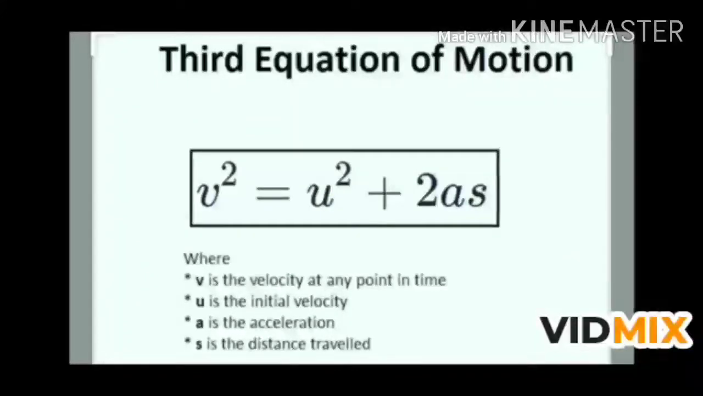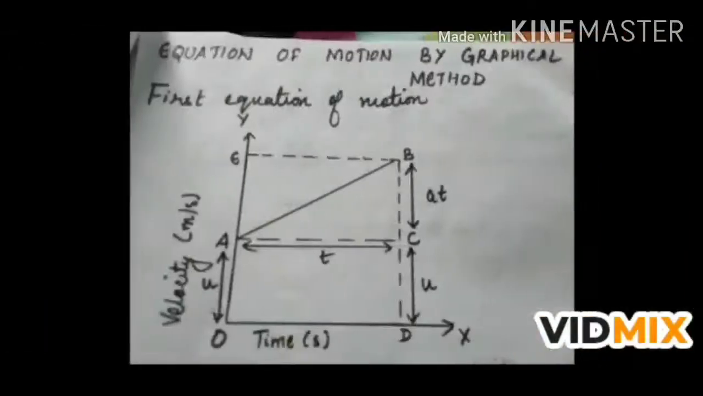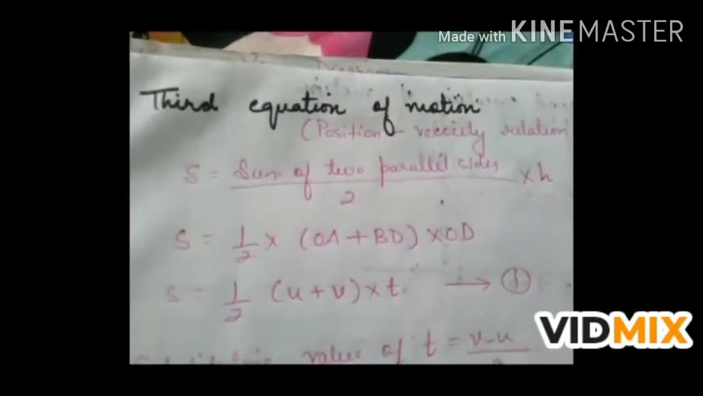Okay, so let's move on further. For the third equation of motion, we again need that graph. Again we will apply the same formula, that is the area of a trapezium. What was the area of a trapezium? Sum of two parallel sides upon 2 into height.